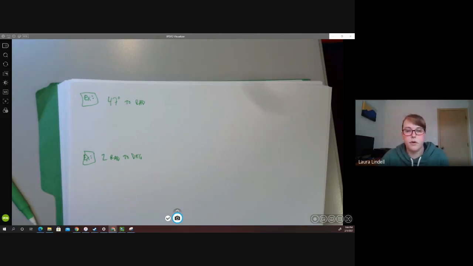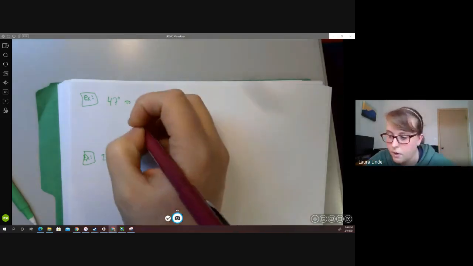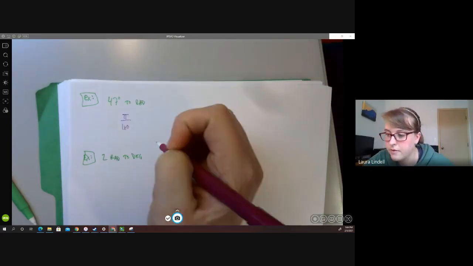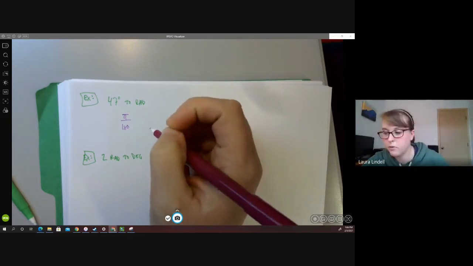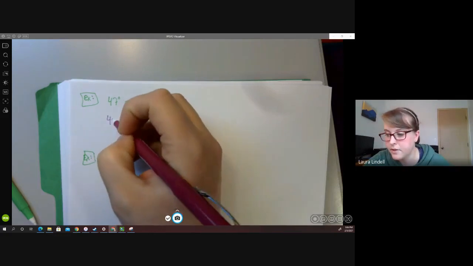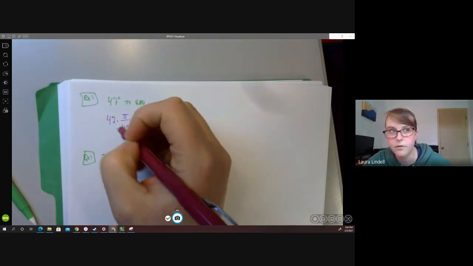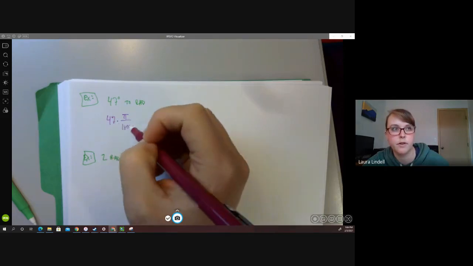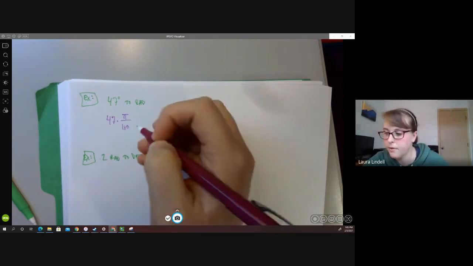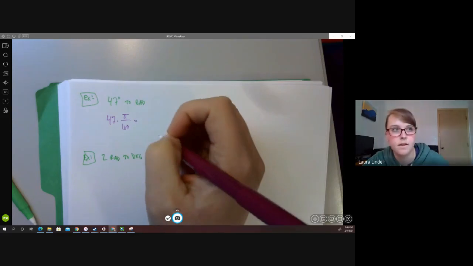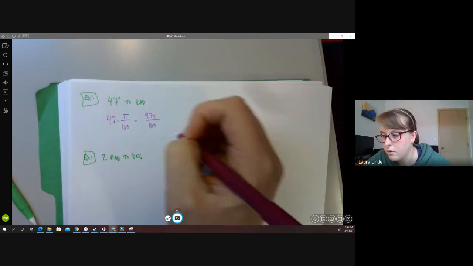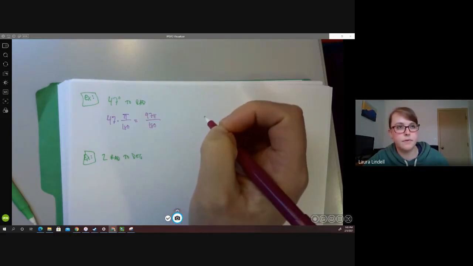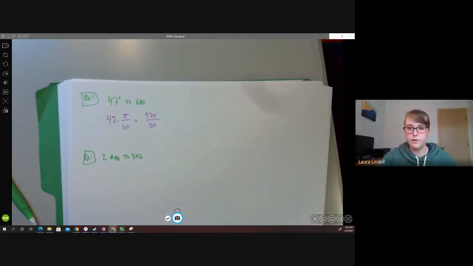So first off, going degrees to radians, we're going to use that pi over 180. So you can memorize this, or you can remember that you're trying to cancel the degrees. So the degrees should be able to cancel with one another, degrees in the bottom, degrees that you're starting with. So when we multiply these, we get 47 pi over 180, which I don't believe reduces at all.